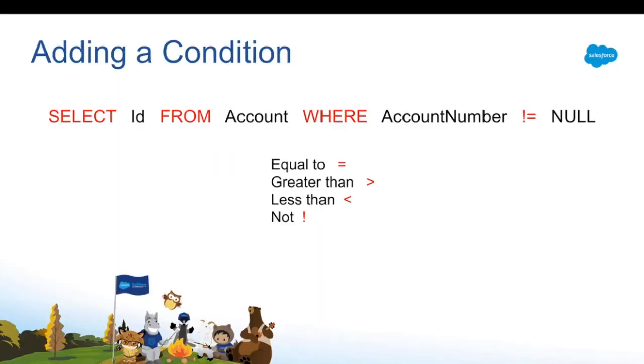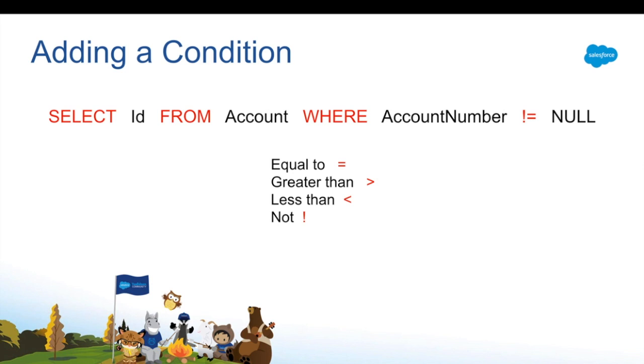And moving on then, what we've got next is adding some conditions. So we've got the general select ID from account, but we don't want every single ID. We want to narrow it down a bit. So we can add in the where clause, and that is a condition. It's almost like your filter on your reports and your list views. And what you're saying is where the account number is not null. So this will bring back all account IDs as long as they have an account number on their record. So that's where I'm saying account number is not null.